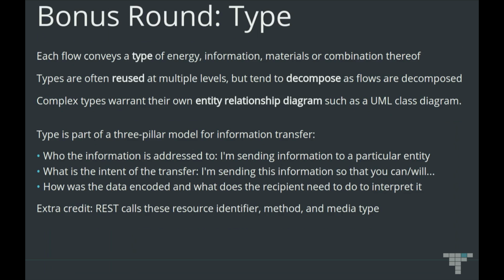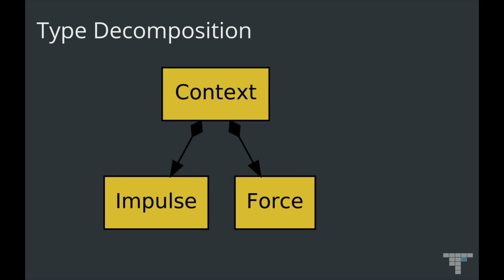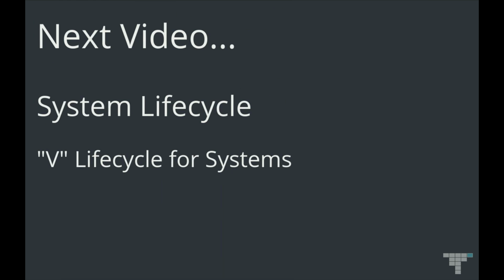This is a type decomposition, which is pretty simple in this particular example because we just have impulse and we have force. This brings us to the end of the What is a System series. In the next video series, we'll look at system lifecycle, the V life cycle for systems. Hooray!